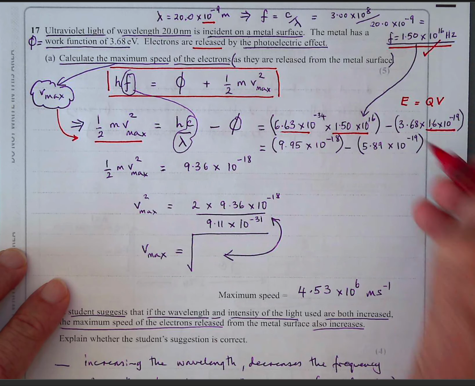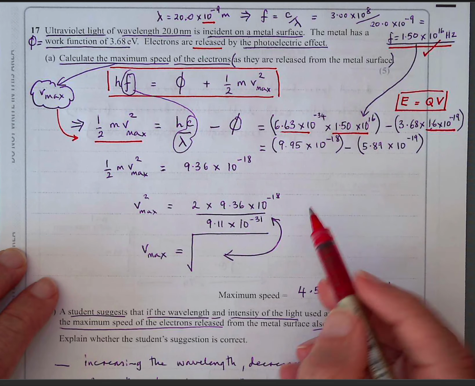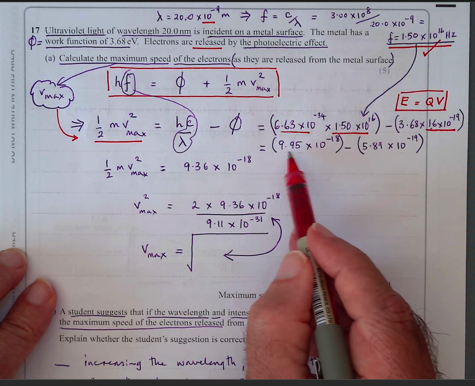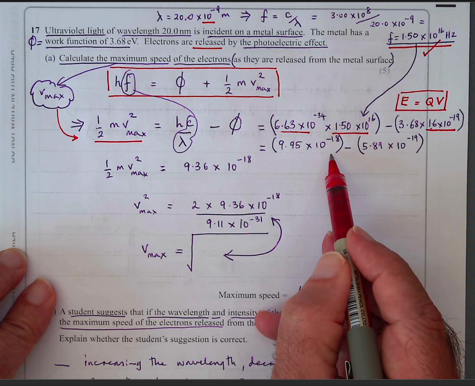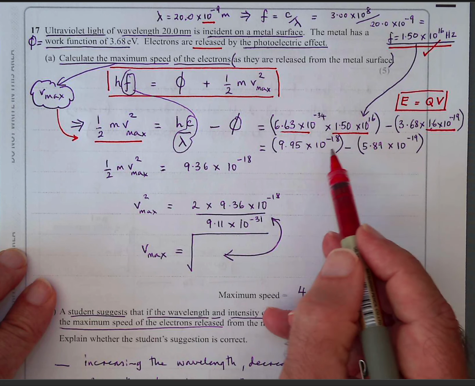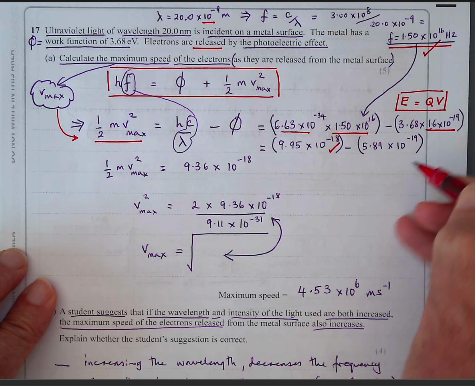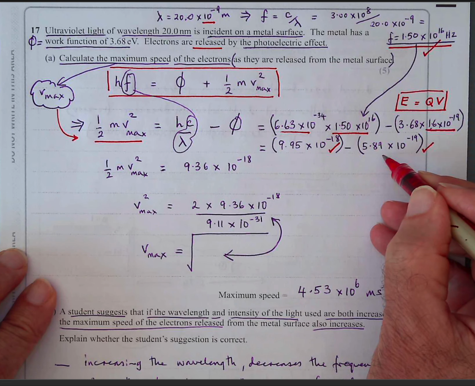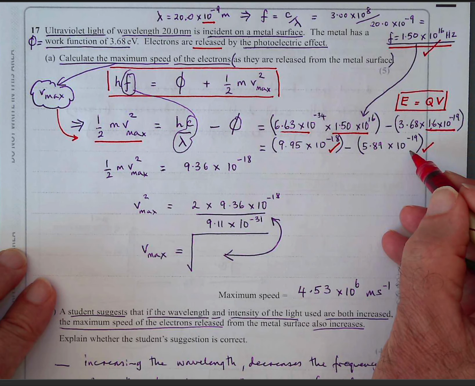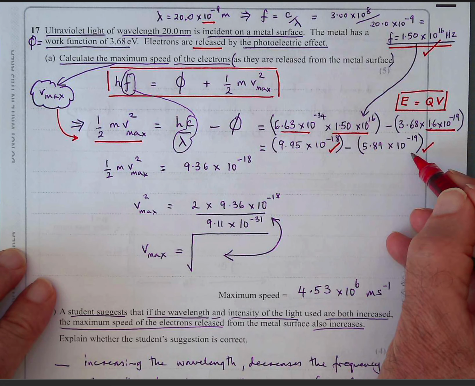This is the energy equation that is commonly used in A-level. Once we've worked out this is 9.95 times 10 to the minus 18, you'll probably get a mark for working this out. And you'll get a mark for doing this one, no doubt. 5.89 times 10 to the minus 19 is working out the work function in joules.